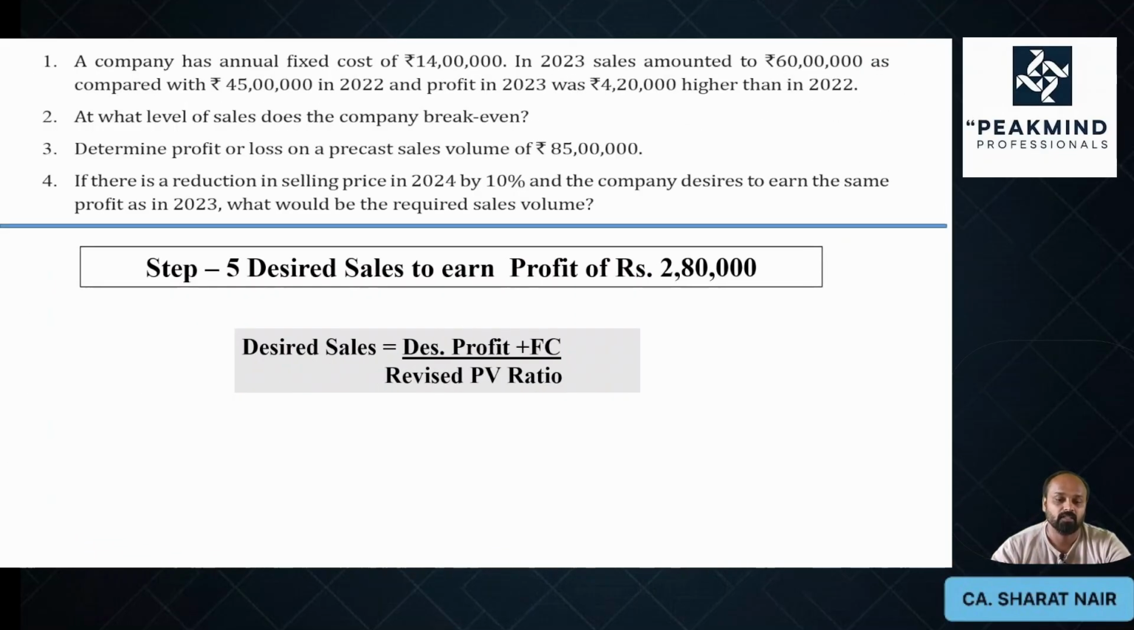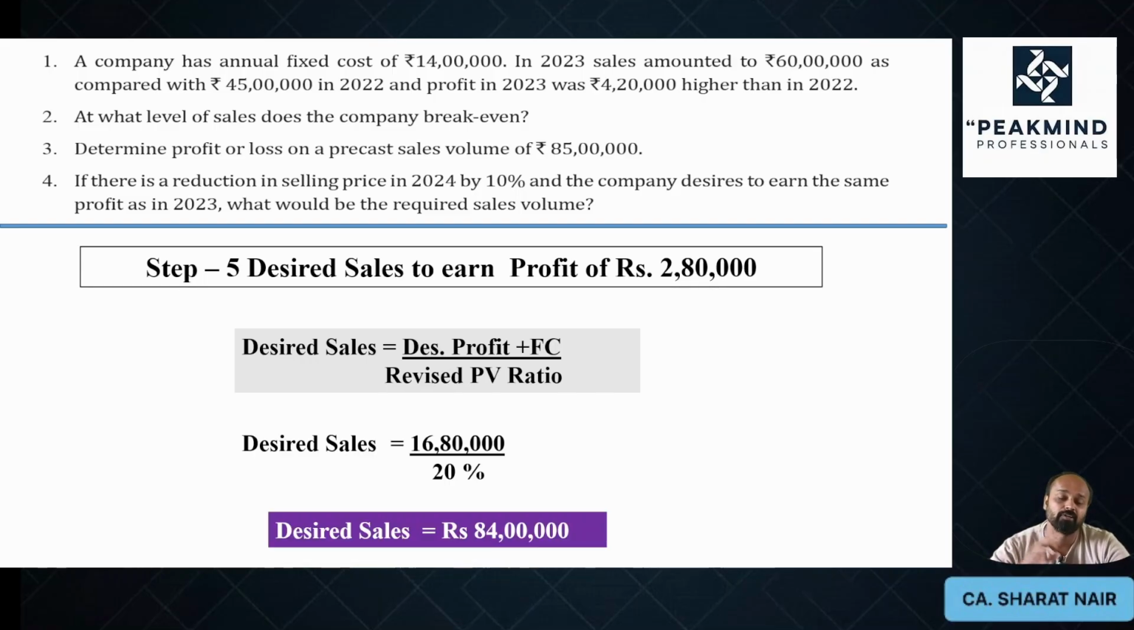Now desired sales is equal to desired profit plus fixed cost divided by revised PV ratio. Desired sales will be how much? 16 lakh 80,000 divided by 20%, which is our revised PV ratio. Going further, how I am getting to 16 lakh 80,000? Please remember, my profit which I am anticipating is 2 lakh 80,000, and what is my fixed cost? It is 14 lakhs. So altogether it is 16 lakh 80,000. Applying it, I am able to find out my desired sales happens to be rupees 84 lakhs. So that sums up the question.